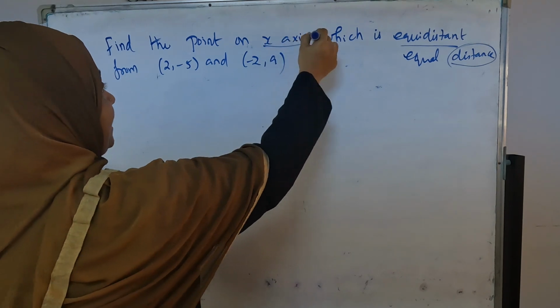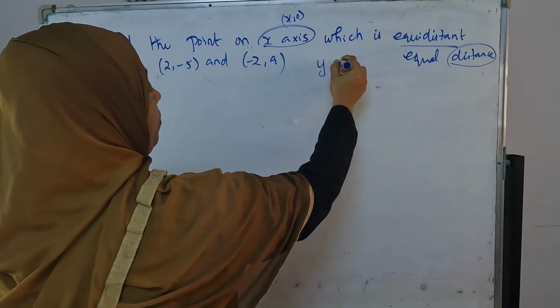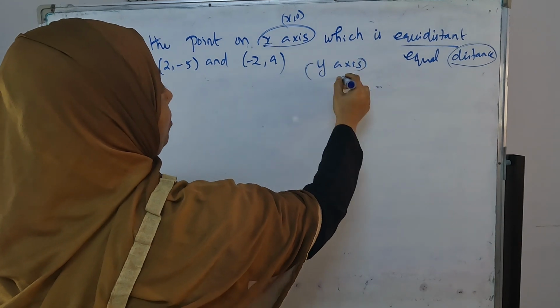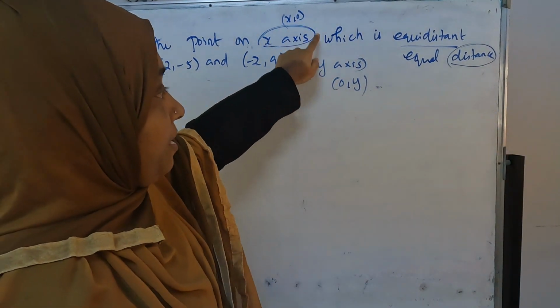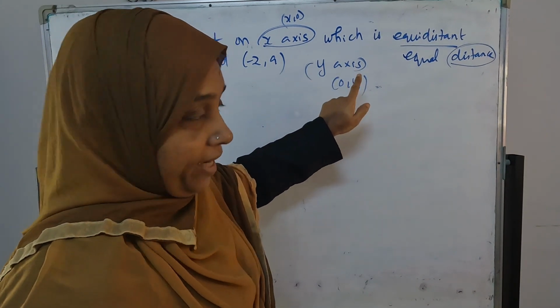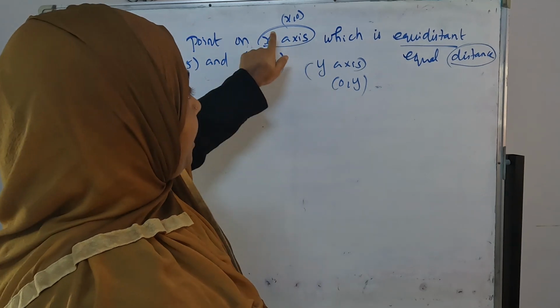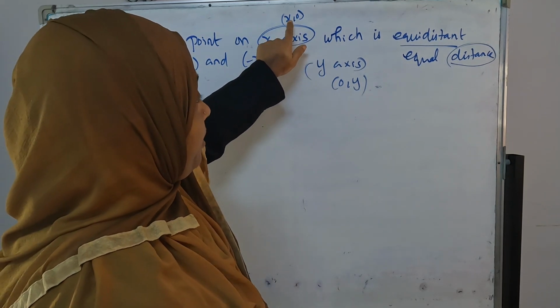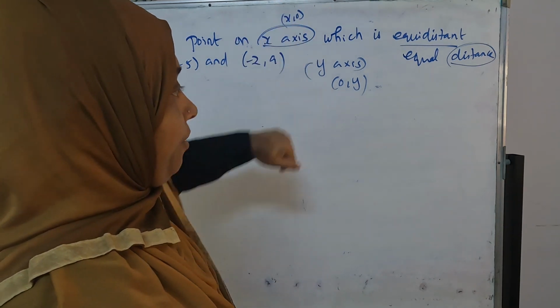How? X-axis means (x, 0). Similarly, y-axis, if they give, means you have to use (0, y). Keep in mind: x-axis means (x, 0), y-axis means (0, y). For the y-axis, only the y point will be activated and the x point will be 0. As well as for the x-axis, only the x point will be activated and the y coordinate will be 0.